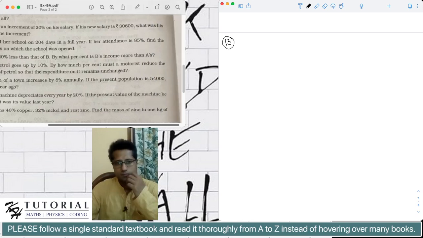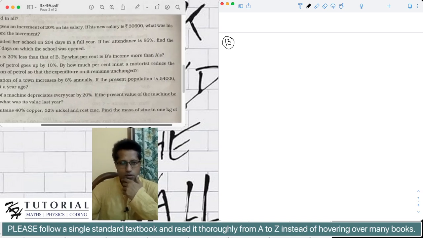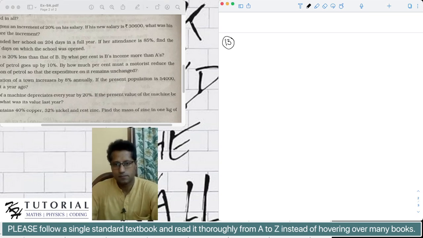Sonal attended her school on 204 days in a full year. So, out of the total number of days the school was open, Sonal attended 204 days, and it is also given that her attendance was 85%. So, find the number of days the school was open. Okay, so let the school was open for X days.